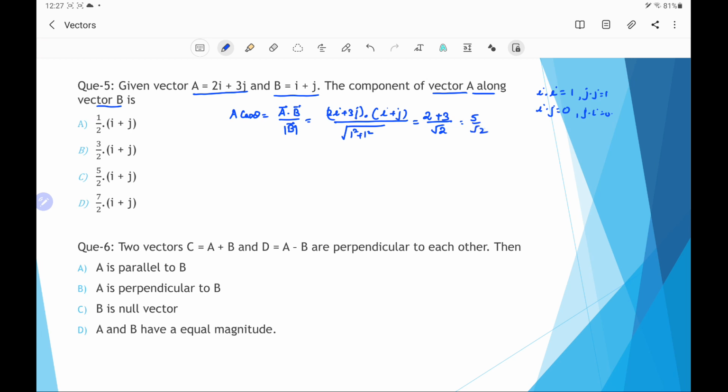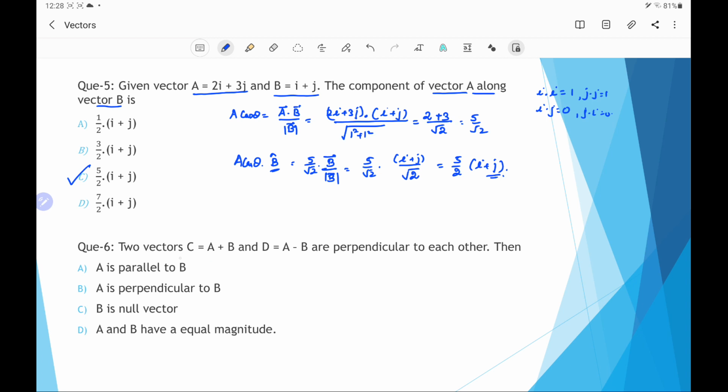Now we have to find the vector along the vector B. So this component along the vector B can be written as A cos theta and the direction is given by unit vector B. So A cos theta has the value 5 by root 2 and B will have, this is the unit vector B, it will be the vector B divided by its magnitude. Hence it is equal to 5 by root 2. Vector B is i plus j and magnitude is root 2. Hence we can write it as 5 by 2 times (i plus j). Hence option C is the correct option.